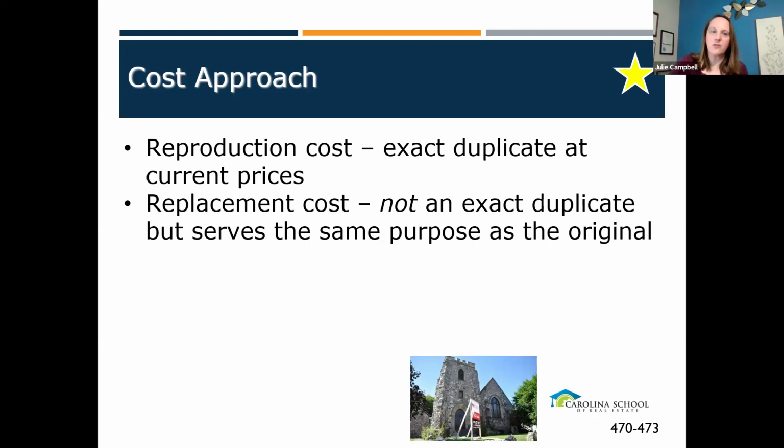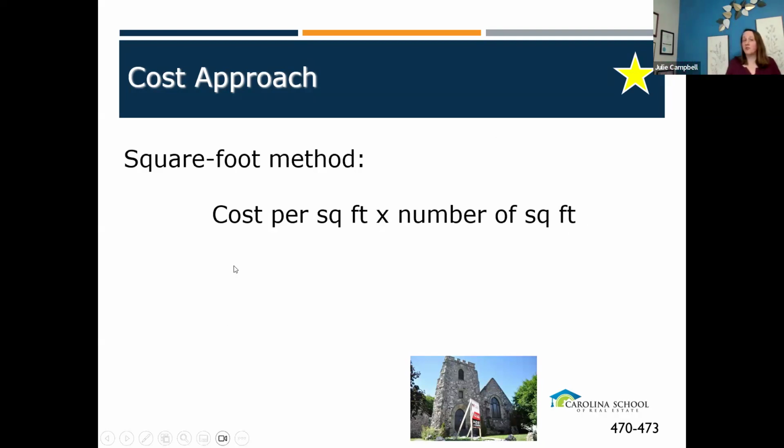So I mentioned a couple other methods for land if we don't have recently sold closed comps. One thing for land and the structure that the appraiser may take into consideration is the square foot method, which just says cost per square foot times the number of square feet. So maybe this is for land, maybe this is for the structure. We're going to find out how much each square foot costs, refresher from unit 4, and then multiply it by the number of square feet.